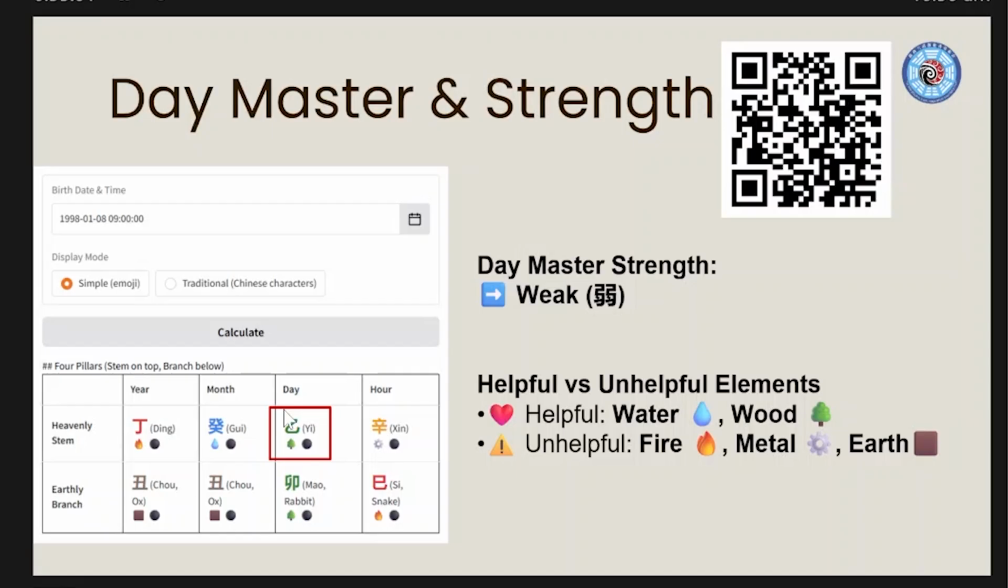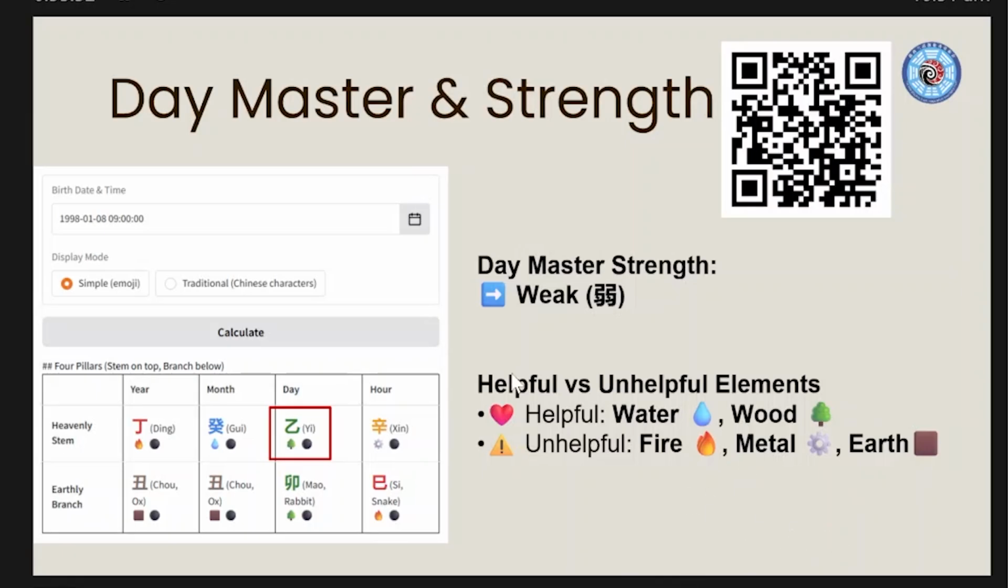So the water and wood, right? Because water can generate wood, and wood is wood itself, it can get reinforcement. And the opposite, the unhelpful elements, are like the fire. The wood doesn't like fire, especially when the day master is weak. And also the metal and the earth, these three are unhelpful elements.